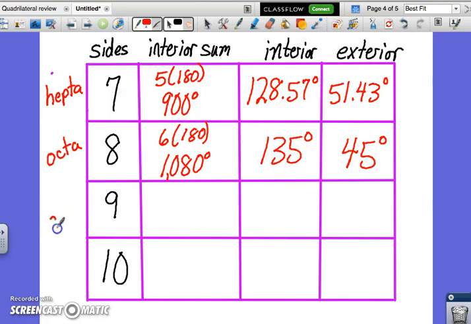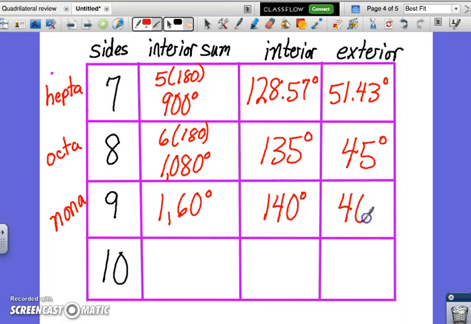Now 9, so that is nona. I know it looks like nono, but it's pronounced nona. It's a nonagon, 9-sided. So we take 9 minus 2, which is 7. 7 times 180 is 1,260 degrees. Interior would be 1,260 divided by 9, which gives us 140 degrees, which means the exterior has to be 40 degrees.